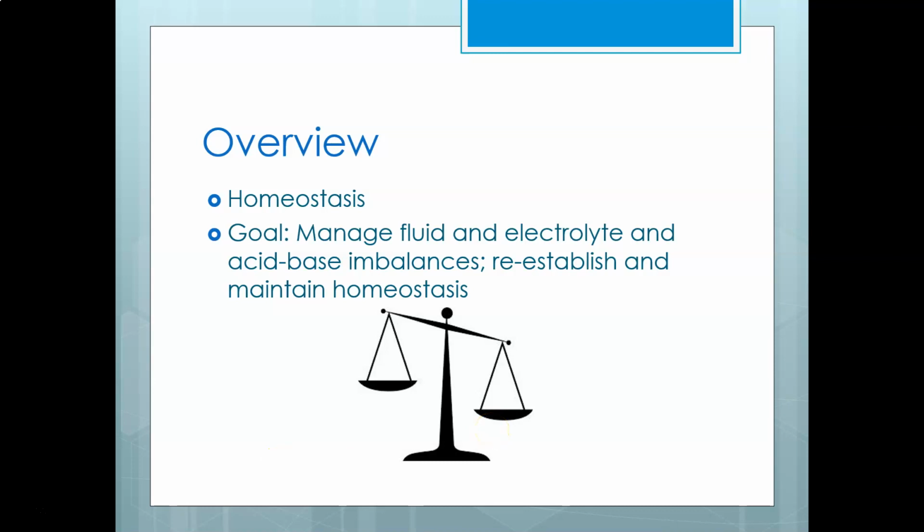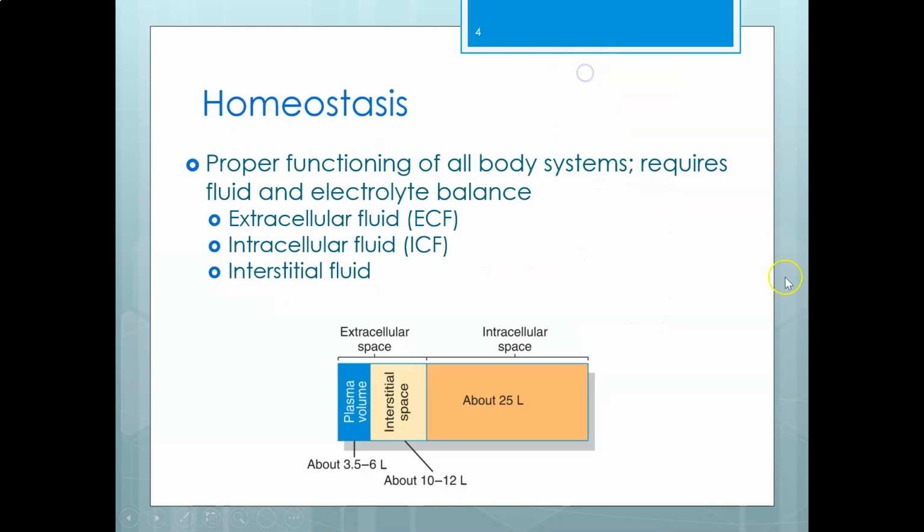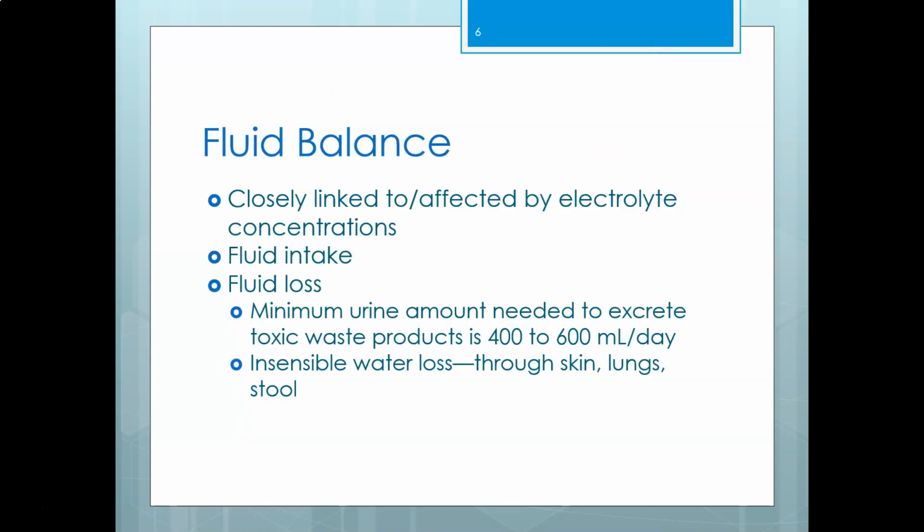Homeostasis is the goal to manage your fluid and electrolytes and acid-base imbalances and reestablish and maintain homeostasis. And here it talks about what homeostasis is. Again, this should be a review for you. Body fluid management is done with osmosis, diffusion, filtration, and active transport. Again, this should be a review. Please take the time to read through it in the book.